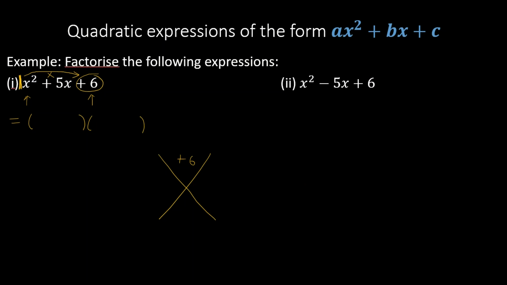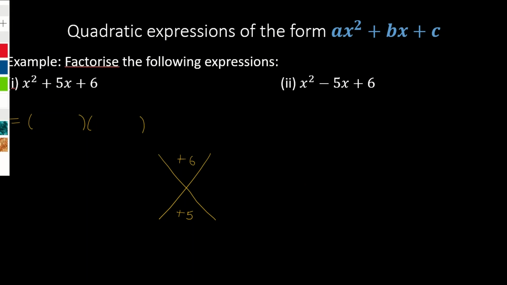right? Now, the second step is to consider the middle term here, 5x. What is the coefficient of the middle term? It is simply positive 5. So you write down positive 5 here. Okay?